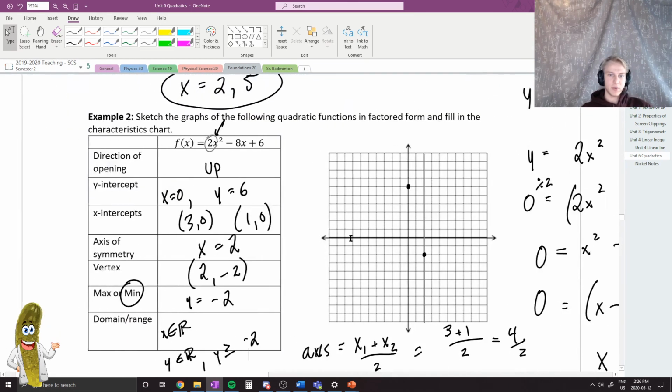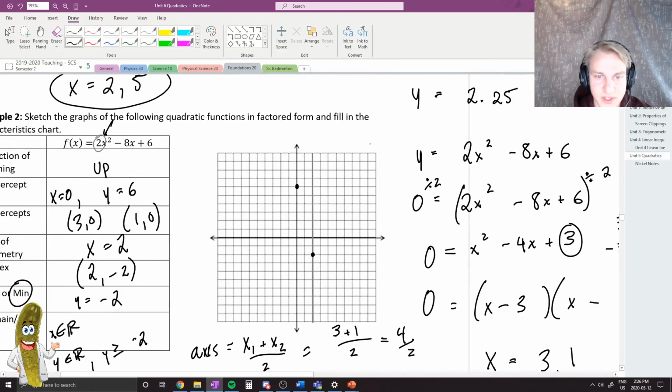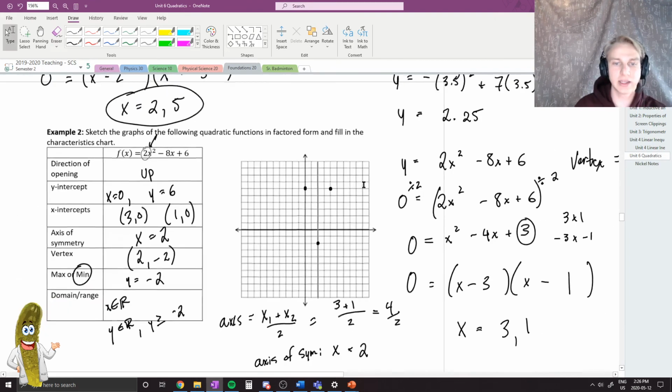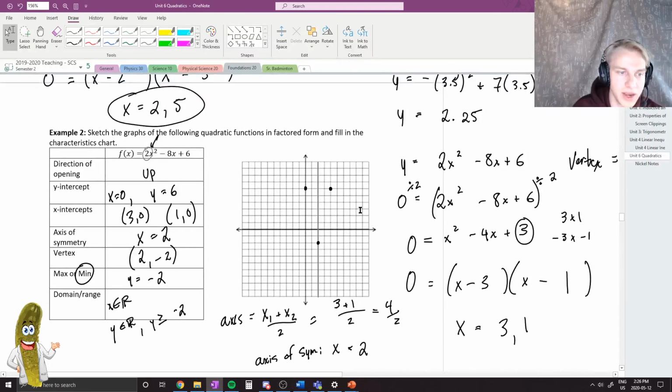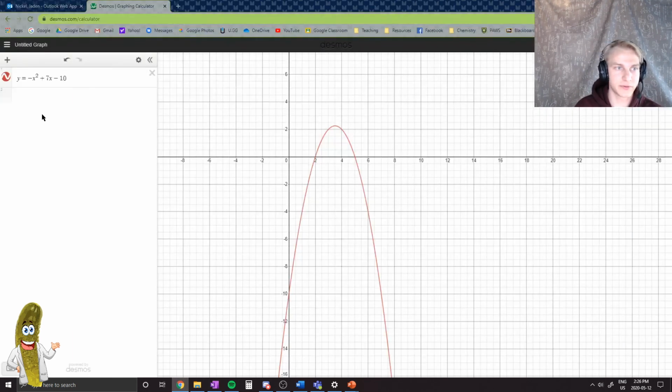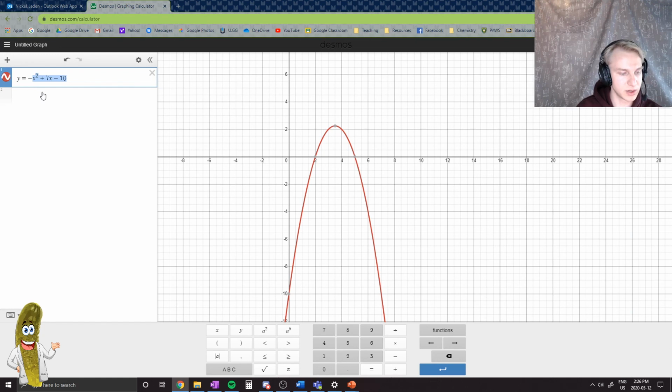So the next step that we could take then is we could start plotting out some points. I'm going to use this axis of symmetry, and I know that this point will exist here. I could plot out my x-intercepts, so I know there's one here at 1 comma 0 and one here at 3 comma 0. And then I can start to connect those dots like such, like that. And then we'll just confirm this in our little program here in Desmos.